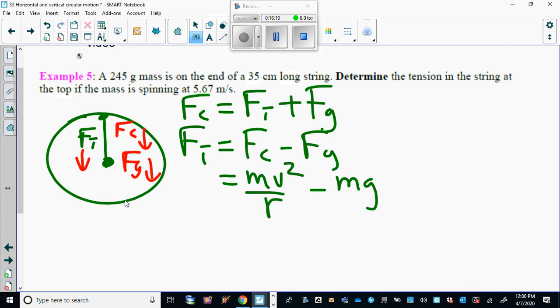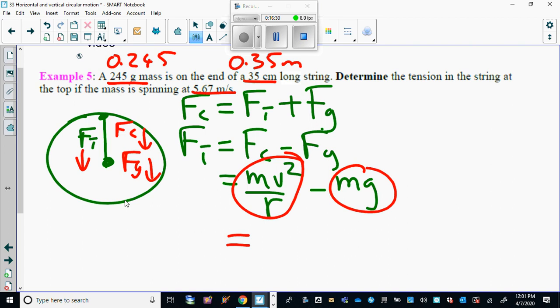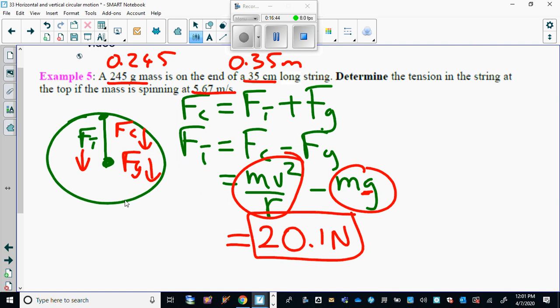Stick the numbers in. You've got the mass, convert it to kilograms. You've got the radius, convert it to meters. You've got the velocity, and I'm not going to do that, but just make sure that this and this have the same sign. So if I was you, I would just not put a negative in for gravity. I'd just put it as a positive 9.81, and you're going to determine that the answer is 20.1 newtons. And that brings us to the close of a long lesson on vertical circular motion.